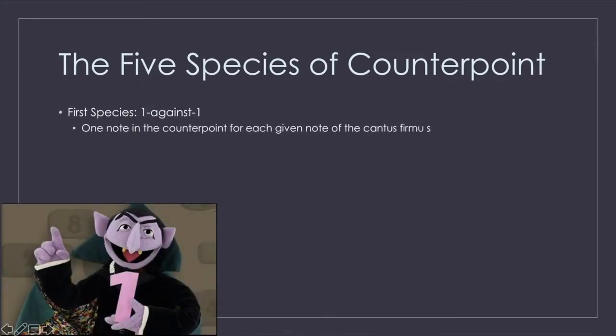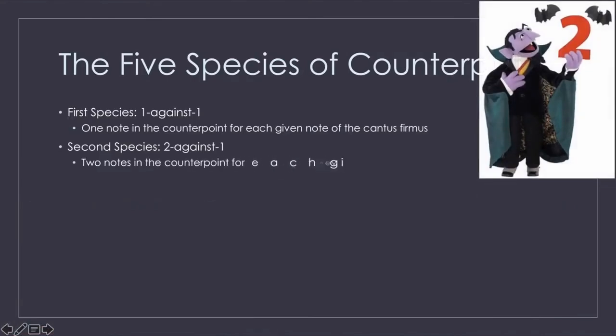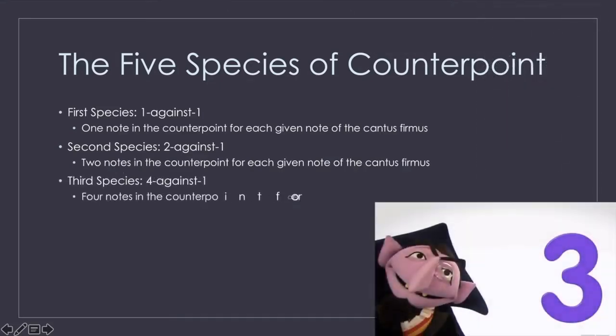Thank you, the Count. First species counterpoint is 1 against 1, which means one note in the counterpoint for each note that's given in the cantus firmus. Second species counterpoint is 2 notes against 1: two notes in the counterpoint against each given note in the cantus firmus. Third species, you would think would be 3 against 1. Sometimes it is, but mostly it's 4 against 1. Sometimes it's 8 against 1 or 12 against 1, but in the stuff that we're doing, straightforward Fux-based species counterpoint, it's 4 against 1.